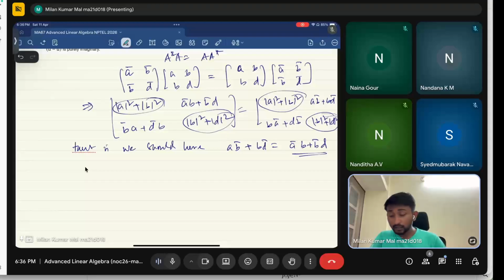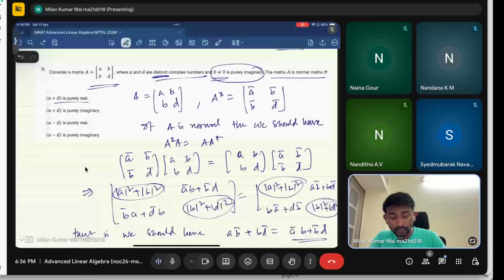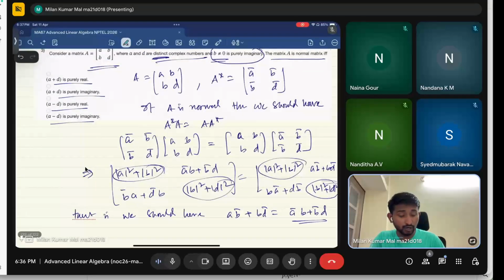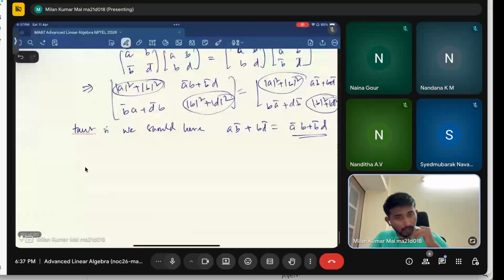But then what are the options we have here? So let me look at it. What are the options? A plus D purely real, A plus D purely imaginary, A minus D purely real, A minus D purely imaginary. These are the options. So actually we have to check what A plus D and A minus D are. This is what we have to check.